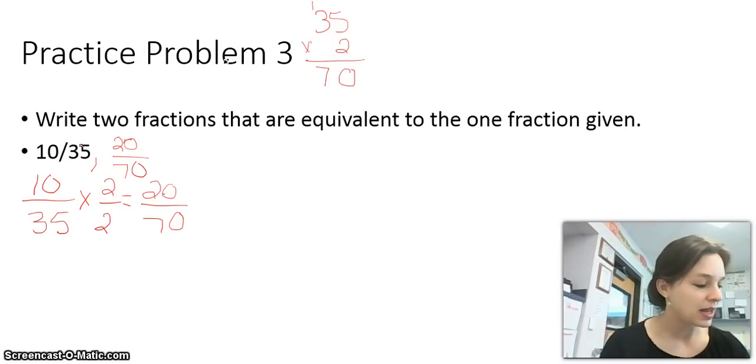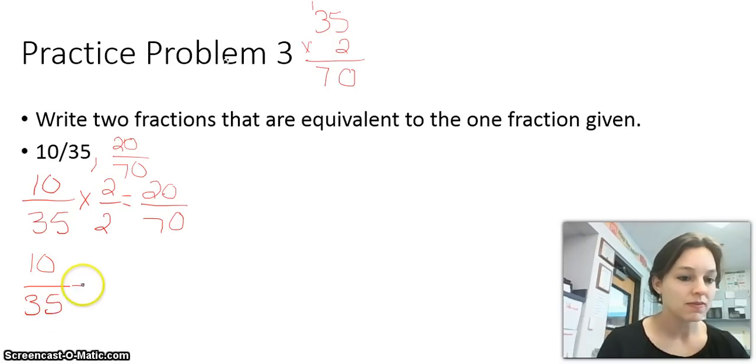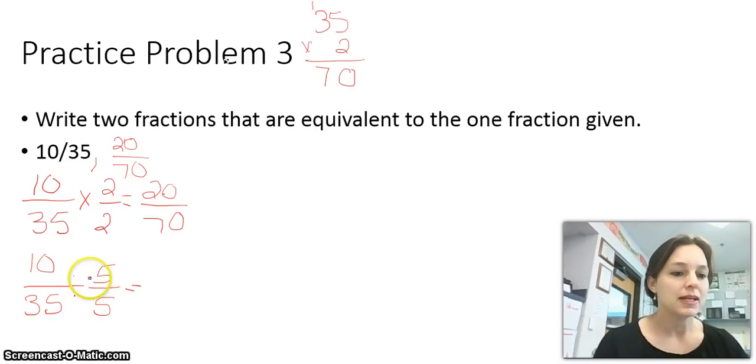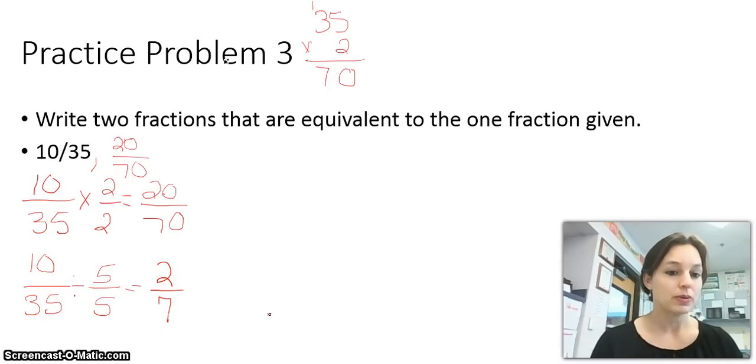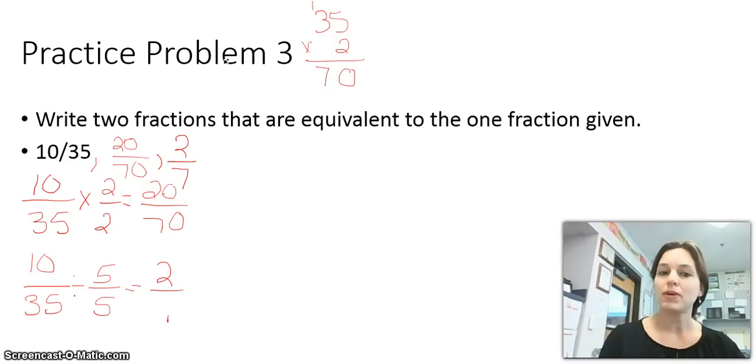And then let's try by dividing. I have 10/35ths, and I could divide that by 5/5, which is 1 whole. 10 divided by 5 is 2. 35 divided by 5 is 7. In this case, that's also my lowest terms fraction, but it's equivalent. 10/35ths is the same as 20/70ths, is the same or equal to 2/7ths. All of those are equivalent fractions. We found the first one by multiplying and the second one by dividing, but they equal the same fractional part.